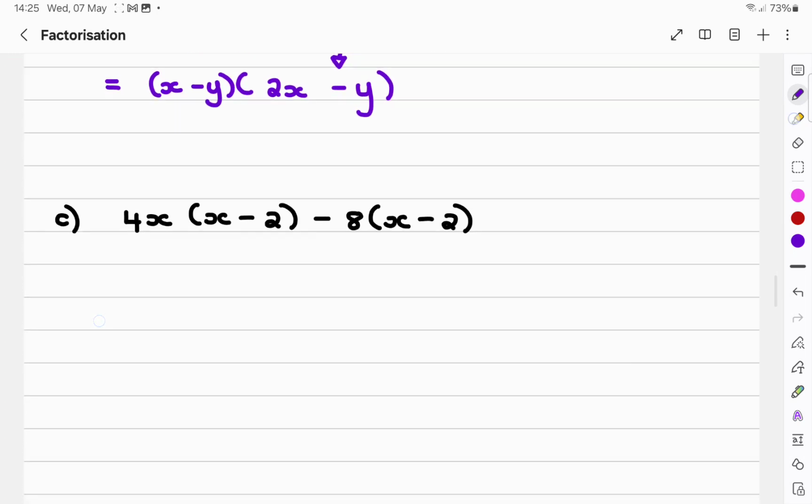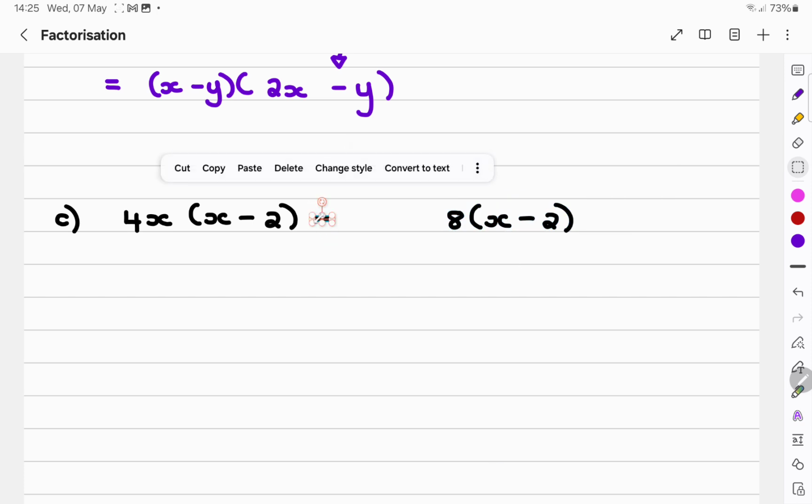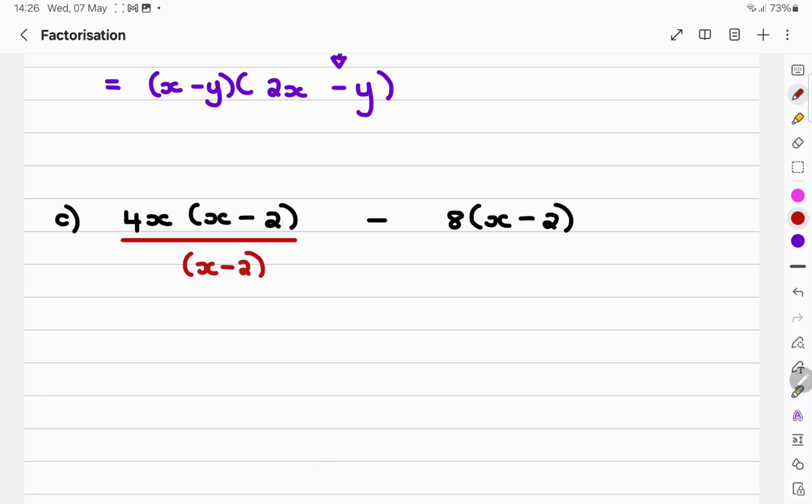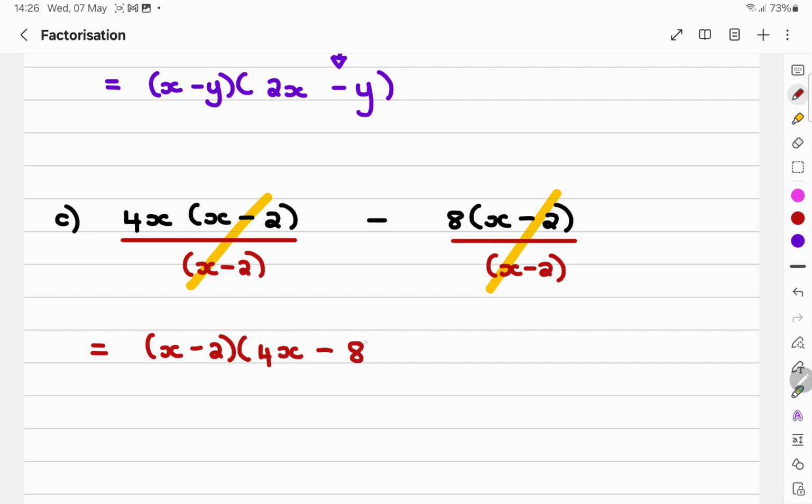Okay, so number C, again with your two terms, I'm just going to try and separate them for you a little bit. All right, so what is the highest common bracket that's the same? I can see an x minus 2 over here, as well as another x minus 2 over there. So that's definitely my highest common factor. I'm taking out a bracket of x minus 2. Then after I apply the division, I'm going to do it on both sides. What is left? There's a 4x left minus 8.